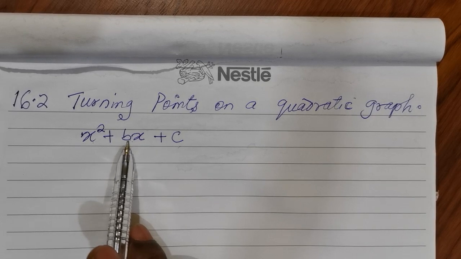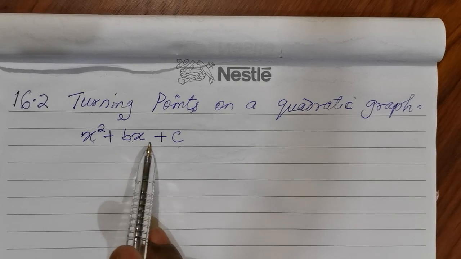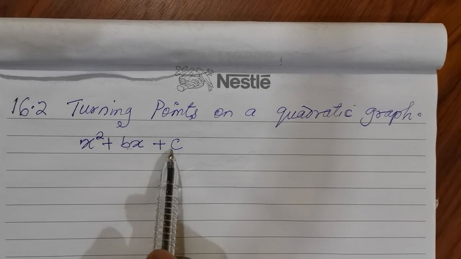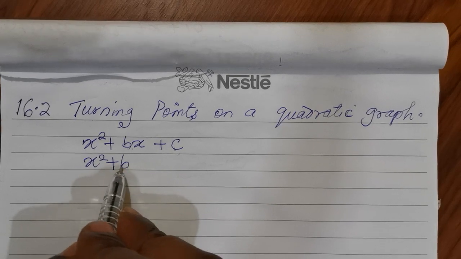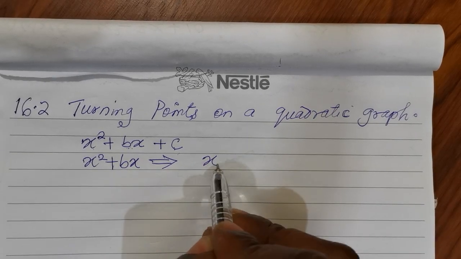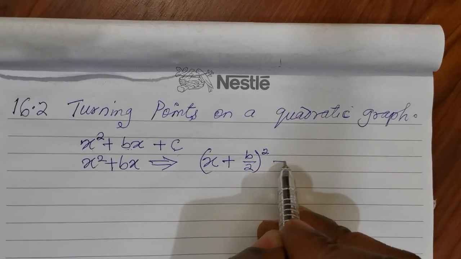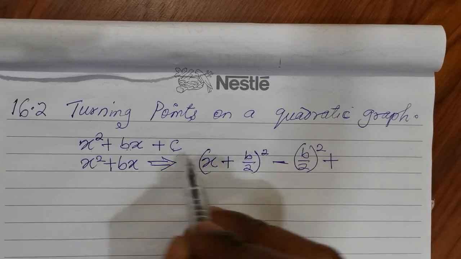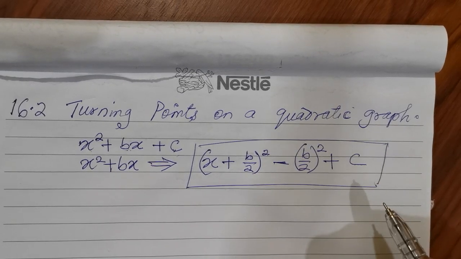The first thing I have to do is divide the coefficient of x by 2, and subtract the square of the result. Ignore c for now, so you have x squared plus bx. I write this in the form x plus b over 2, squared, then minus b over 2 all squared, before I bring back my c. This is the completing the square method in factorization.